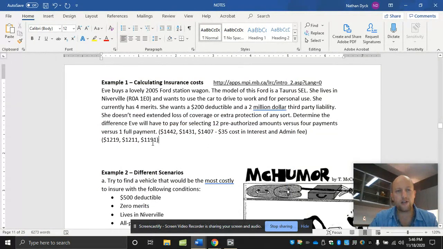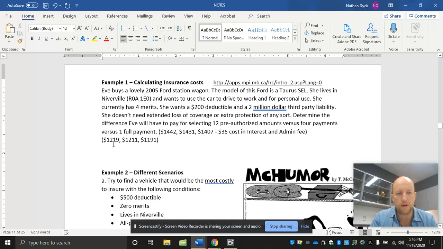$1,191. So you're going from $1,191, the lights go off, $1,191 all the way to $1,219. So $9 to $1,200 and then another $19. So you're only saving $28.